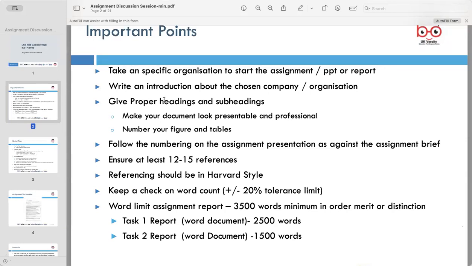Introduction to the chosen company. Provide a comprehensive introduction to the chosen company or organization. Include relevant details such as the company's background, industry, and any notable achievements. Set the stage for your readers to understand the context of your analysis.